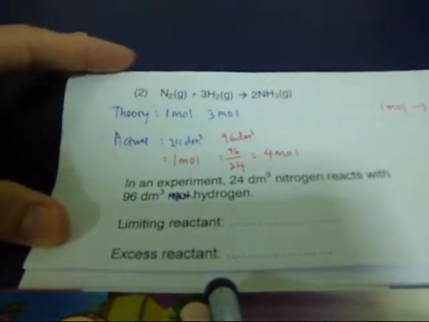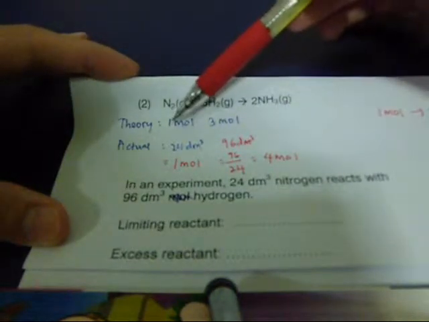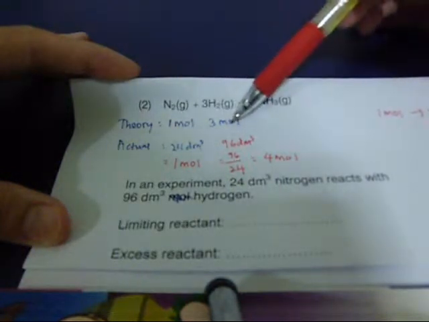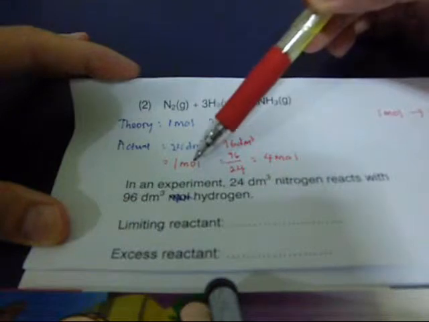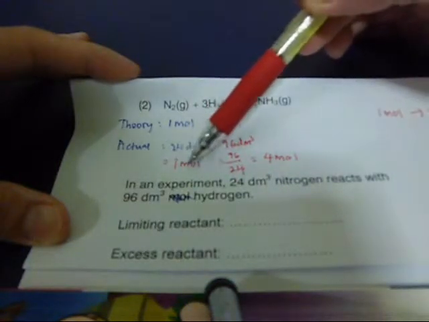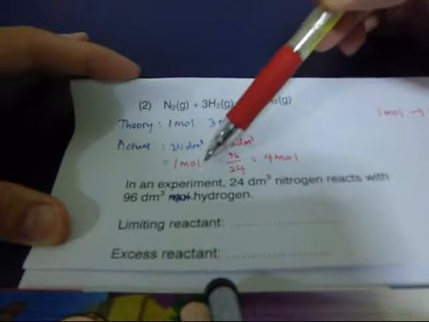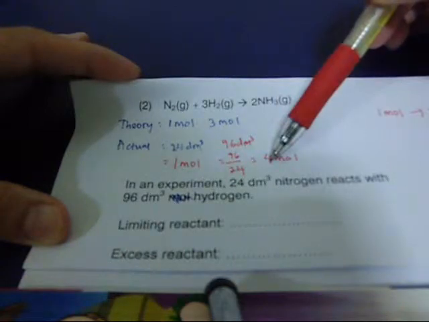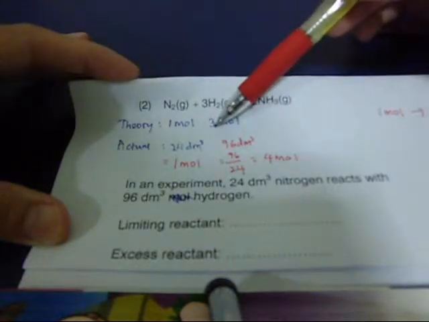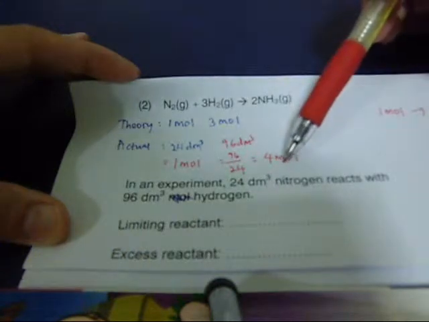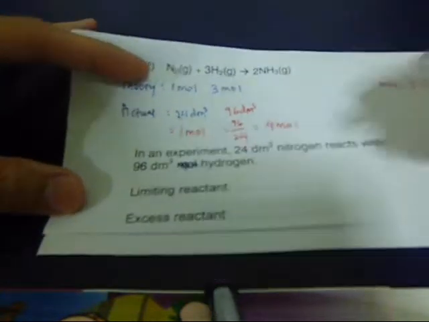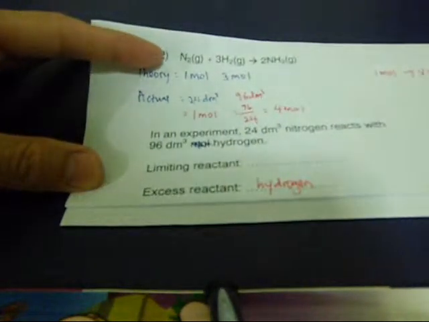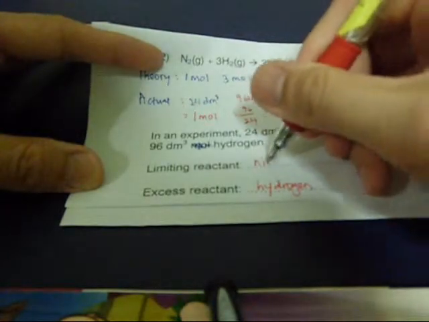So now it's time to compare. The theory says for every 1 mole of nitrogen, you need 3 mole of hydrogen. Now in the actual case, in reality, for 1 mole of nitrogen, you have 4 mole of hydrogen. And 4 mole of hydrogen is more than the 3 mole of hydrogen in the theory. Therefore, your hydrogen is the excess reactant. If one is excess, the other one must be limiting.